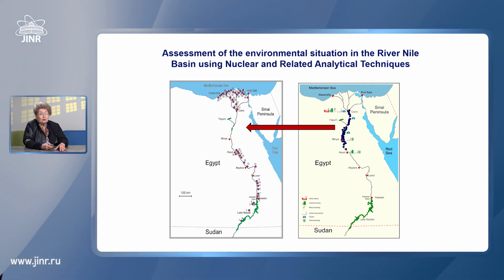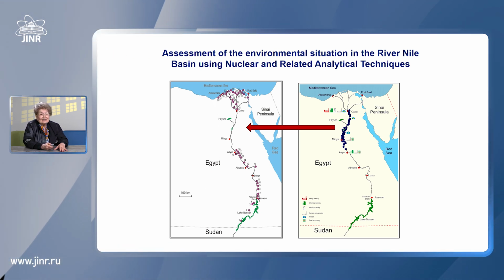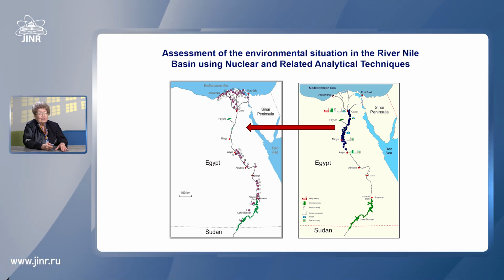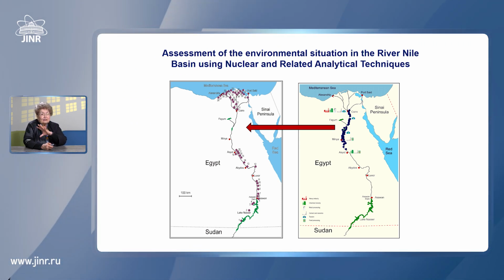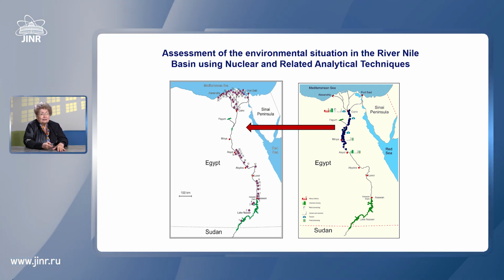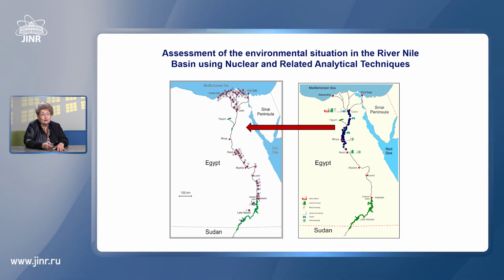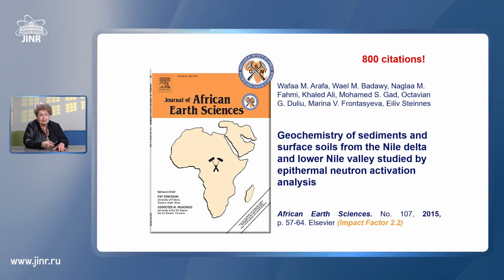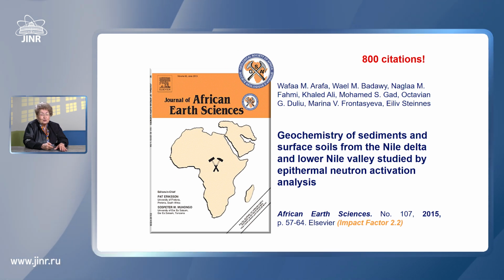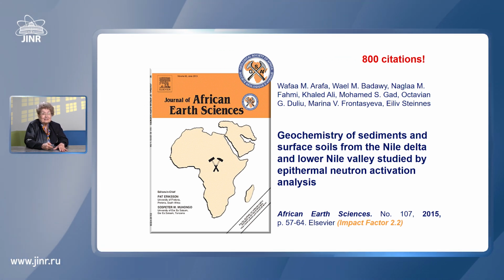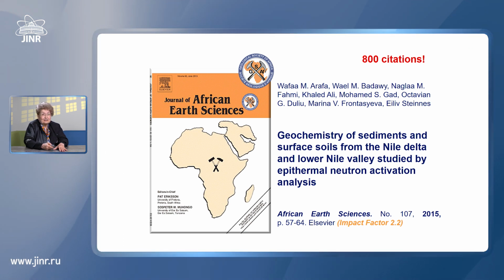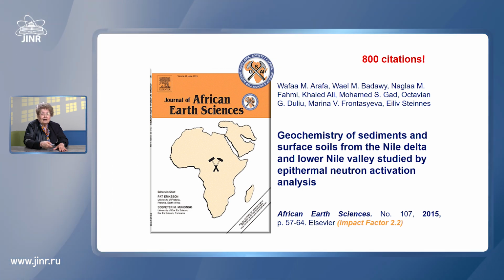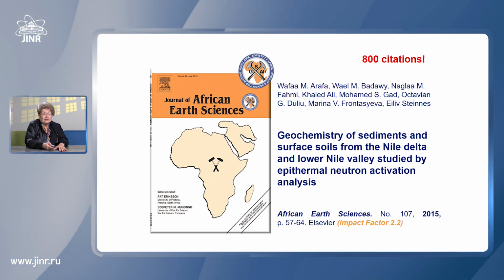We collaborate with many institutions of Egypt, about 5 of them, and we collected samples from the Upper Nile, from Sudan to the delta. You see so many samples in the Nile Delta. And then the central part was also collected. So the basin of the whole Nile was under investigation at the Joint Institute for Nuclear Research in our collaborative study with Egyptian scientists. That is one of the, I would say, great publications: Geochemistry of Sediments and Surface Soil from the Nile Delta and Lower Nile Valley studied by epithermal neutron activation analysis. You see, 800 citations is a tremendous number that gives you an impression that our research is well accepted by the scientific community and is requested.